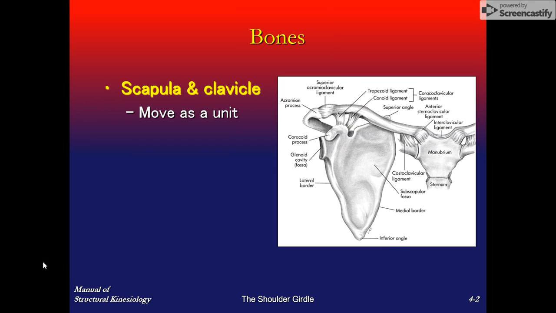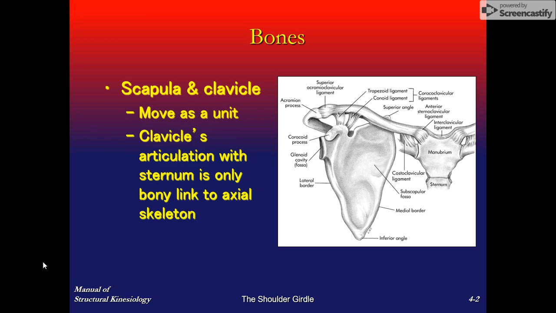Bones. The scapula and the clavicle move as a unit. The clavicle's articulation with the sternum is the only bony link to the axial skeleton.